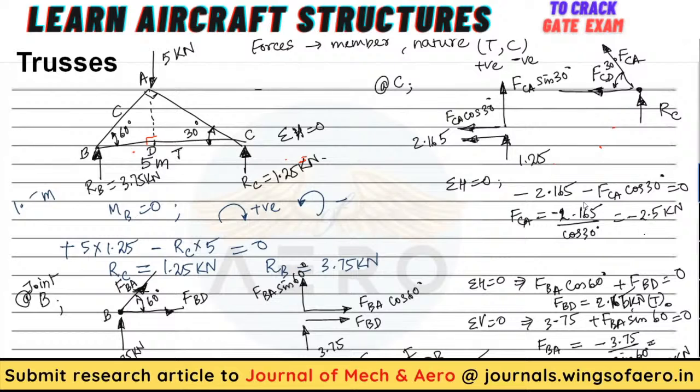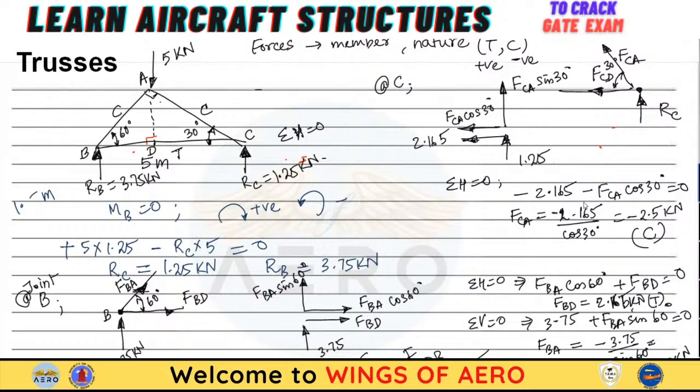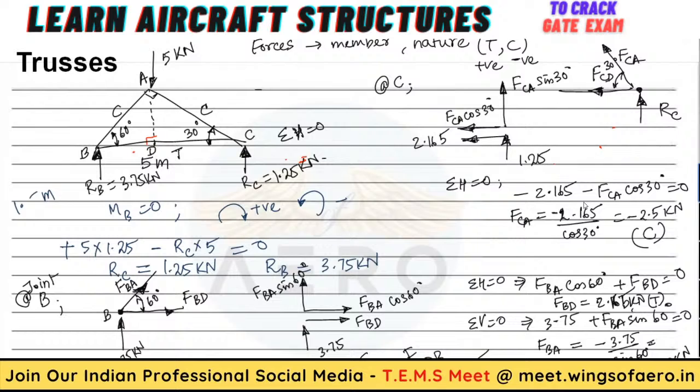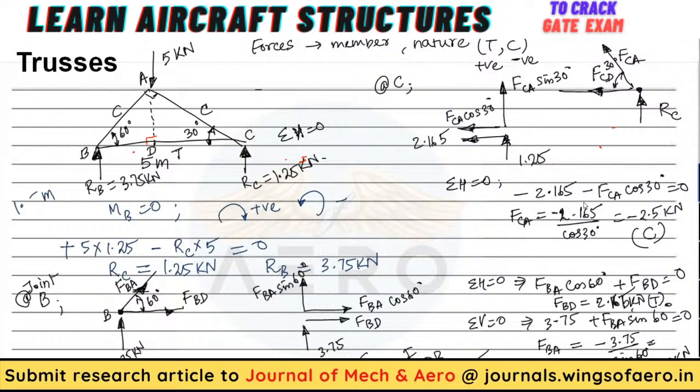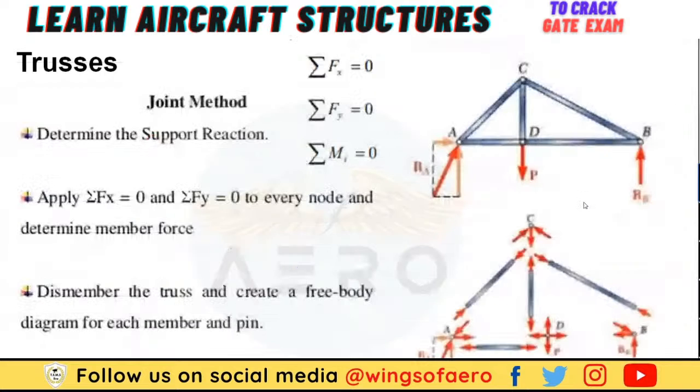Minus 2.5 means again it is compressive. So I can say the nature of the members: here we have two compressive members and one tension member. This kind of question may also be asked, but for that you need to solve the entire thing. All right, this is the method, and now we will solve another problem.